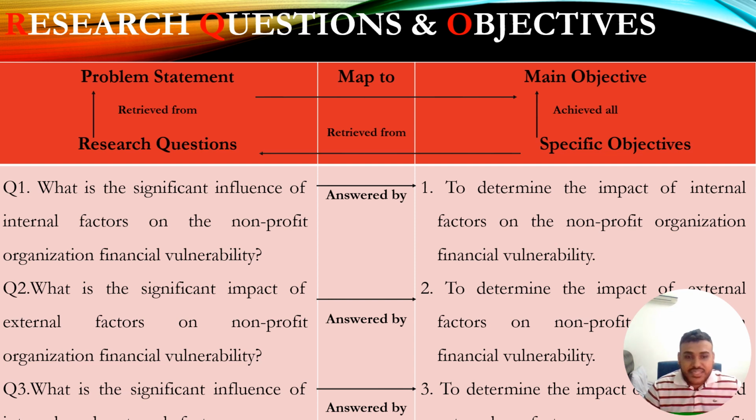The last one is: what is the significant influence of internal and external factors on the organization's financial vulnerability? This is answered by determining the impact of external and internal factors on the financial vulnerability.